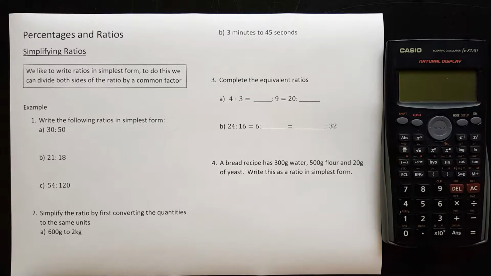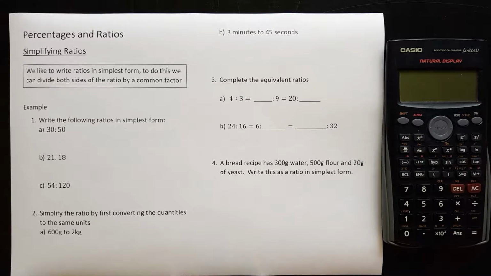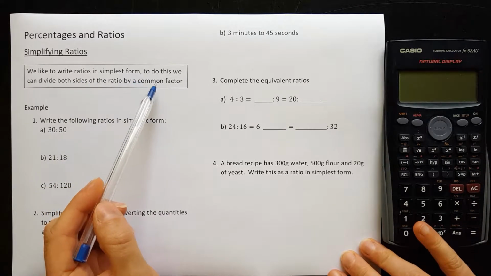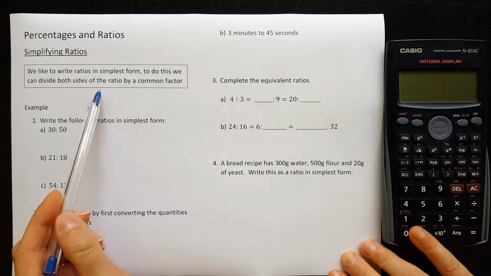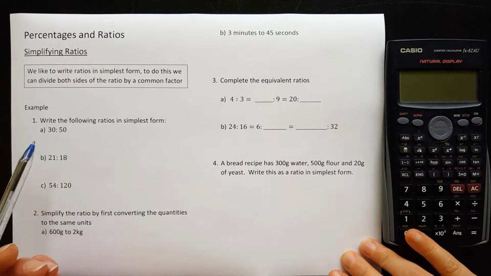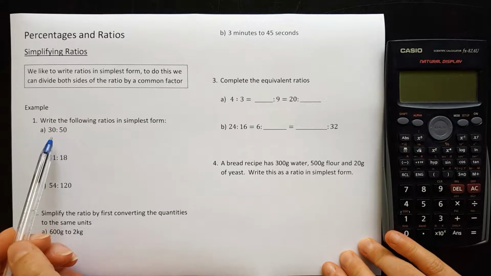Today we're doing percentages and ratios, and we're going to be simplifying ratios. So we like to write ratios in simplest form. To do this, we can divide both sides of the ratio by a common factor. Okay, so let me show you how to do that with these examples here.